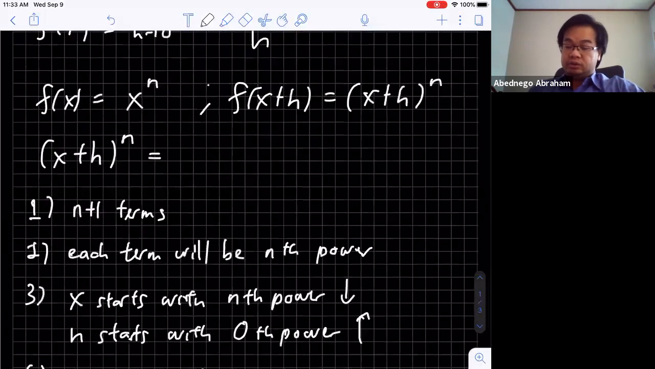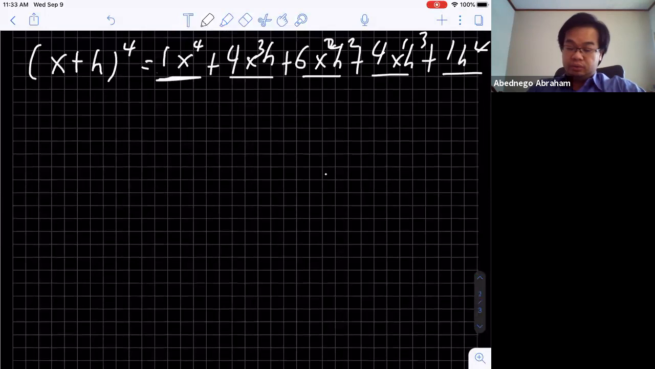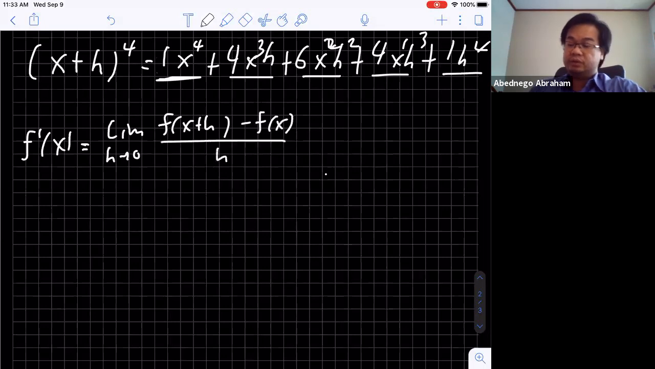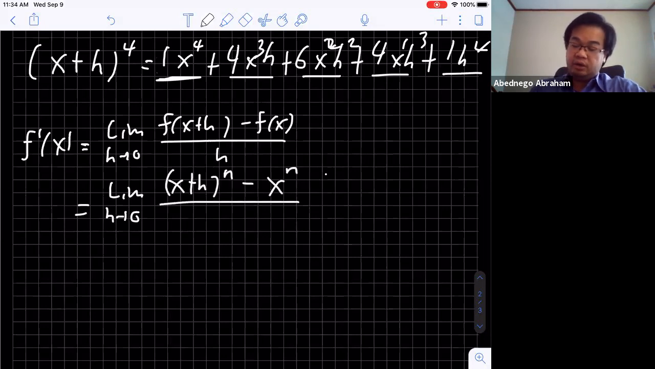So if we want to find the derivative of a power function, we use the limit, the mathematical definition, which is f of x plus h minus f of x over h. So this will be equal to the limit of h approaching 0 of (x plus h) power of n minus x power of n over h. So I just change the function in terms of x, and h of course, and n.